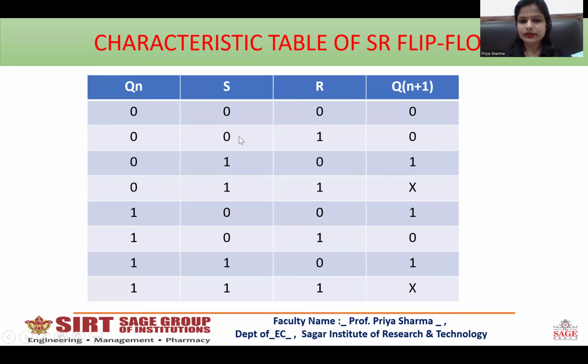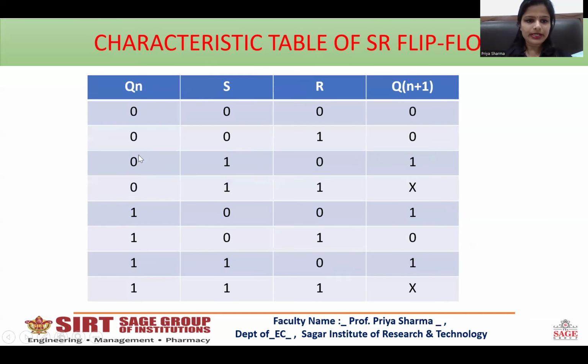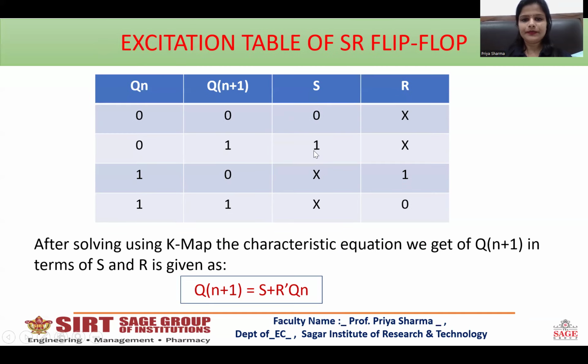So S is 0 and R changes from 0 to 1. So I have written don't care. When Qn is 0 over these four states and Qn plus 1 is 1, this is the only intersecting stage. So here S is 1 and R is 0. So I have written S is 1.